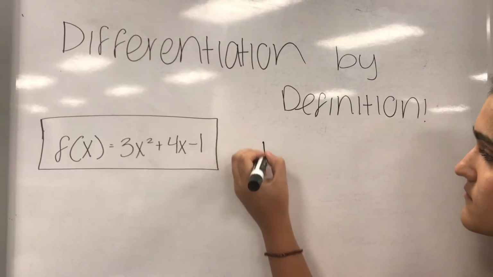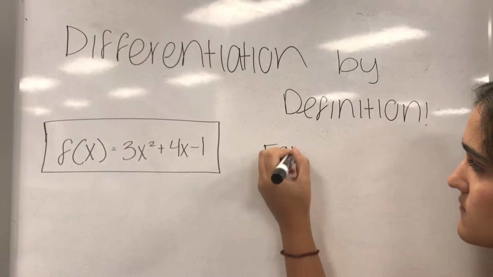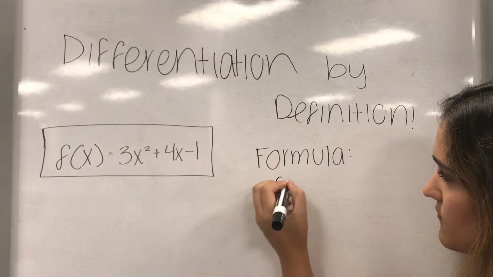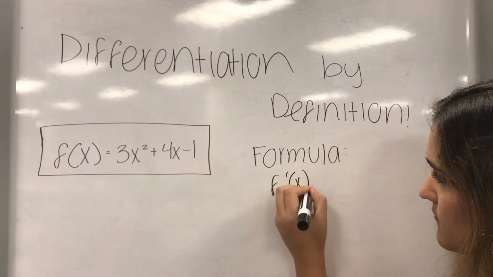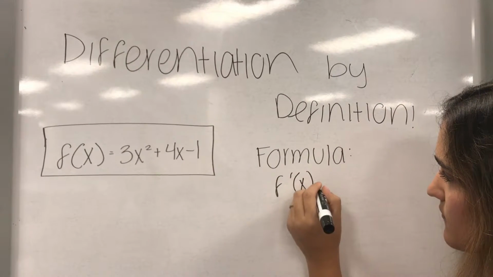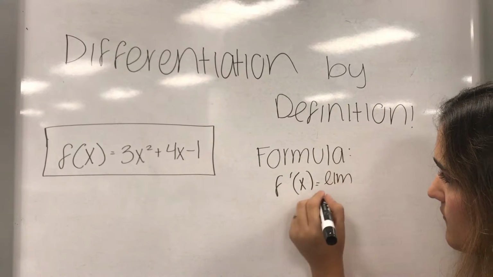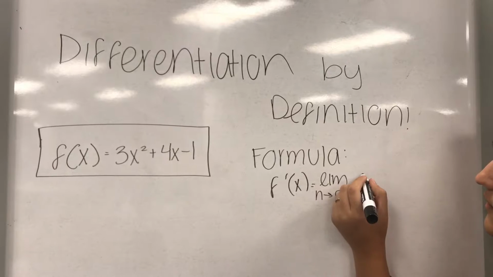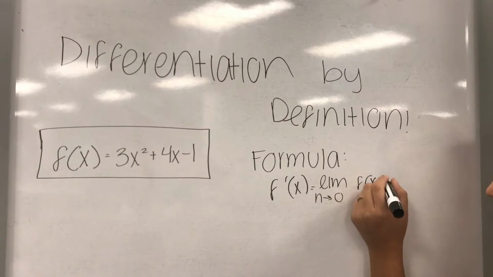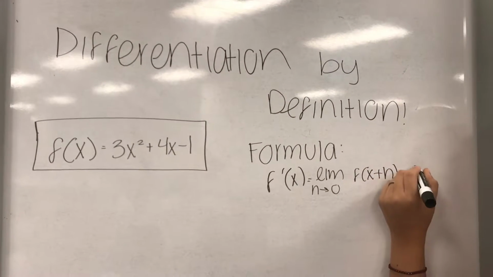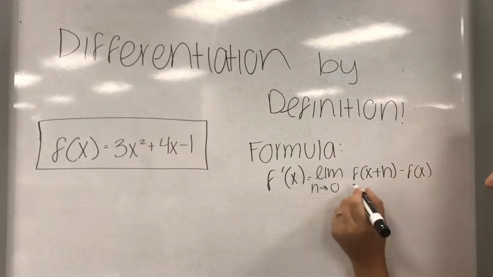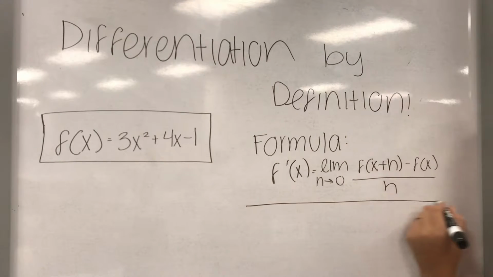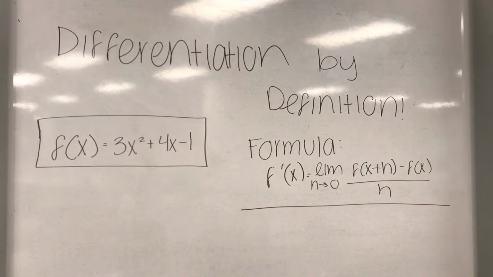Next up, we have differentiation by definition. In this type of problem, we need a formula, which in this case is the derivative of the function of x: the limit when h approaches 0. Then we continue in the formula by placing f open parenthesis x plus h close parenthesis minus the function of x, all over h. Now we can proceed to the actual problem.